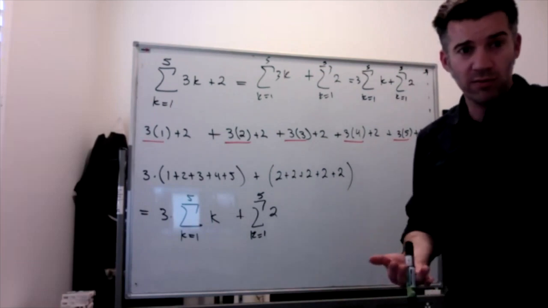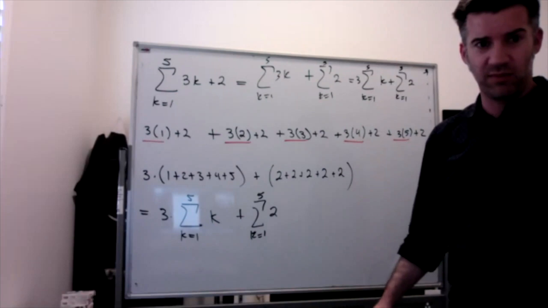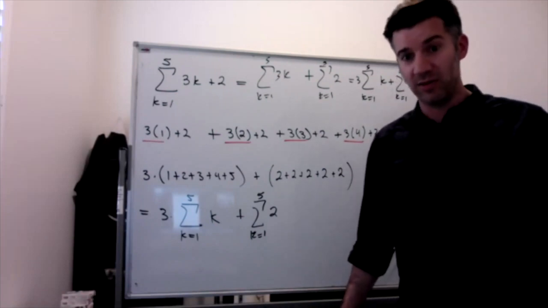Now you might wonder, well, how is this helpful, James? I don't know how to add up k: 1, 2, 3, 4, 5, right? Or maybe if we were going to like 100, right? We need to know how to add those up.